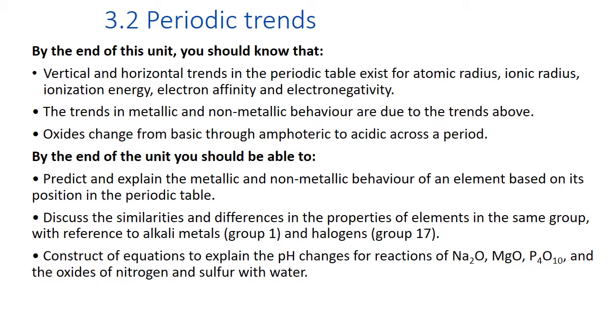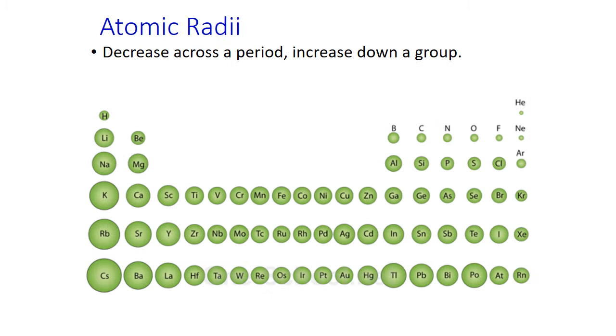So the next unit in this topic is looking at periodic trends. We've looked at the periodic table, and now we're going to look at some trends in the periodic table. These are your learning objectives that you should be able to know and be able to do by the end of this particular subunit.